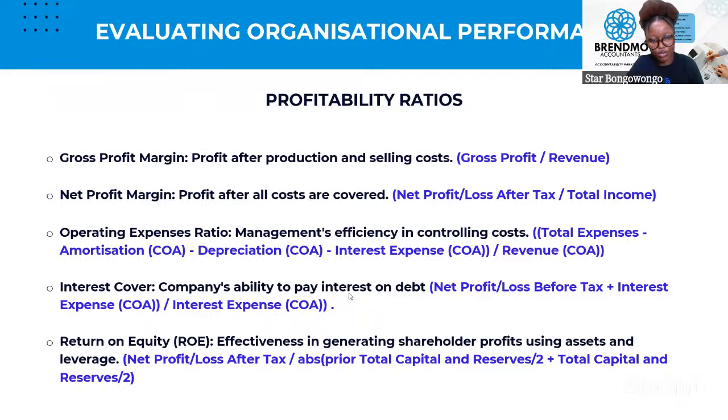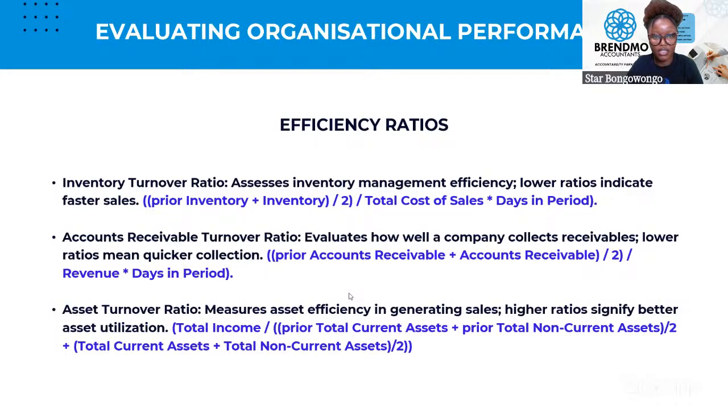So how you calculate this would be net profit versus loss after tax, and then you have the prior total capital plus reserves, you divide that by 2, and then you also add the total capital and reserves in that. Okay, and then the efficiency ratios are also one of the ratios that are going to affect the income statement, and also sometimes they would need to be mixed with the statement of financial position.